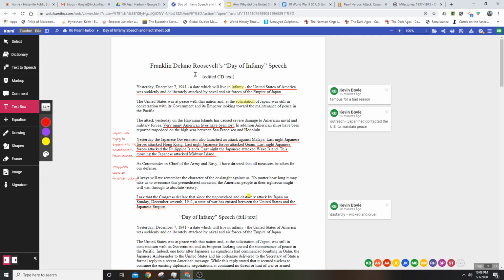The speech. I've edited it. I've got some annotations in here already, so just some vocabulary words. Infamy is a word that means famous for a bad reason. It means that an event or a person is famous for being bad or evil.